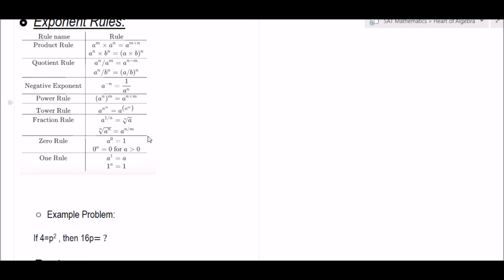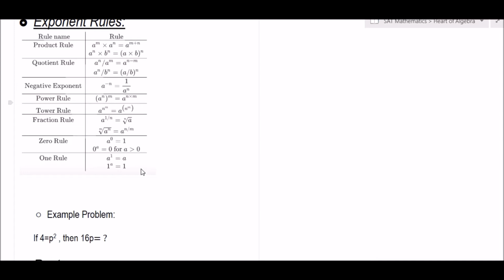And then now we'll talk about the 0 rule. A to the power of 0 is 1. That means whatever number to the power of 0 is 1, so 9 to the power of 0 is 1, 8 to the power of 0 is 1, okay, and then 0 to the power of a is always 0, for a greater than 0.